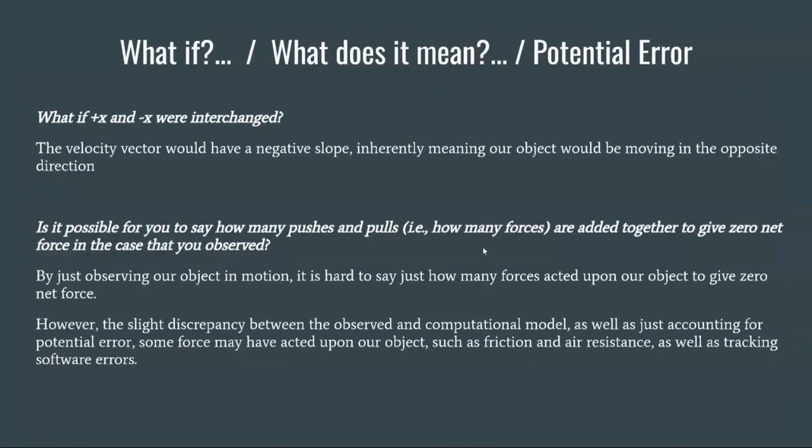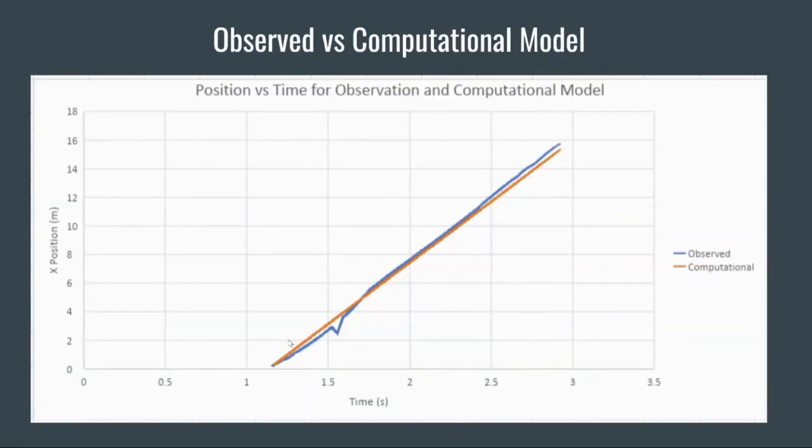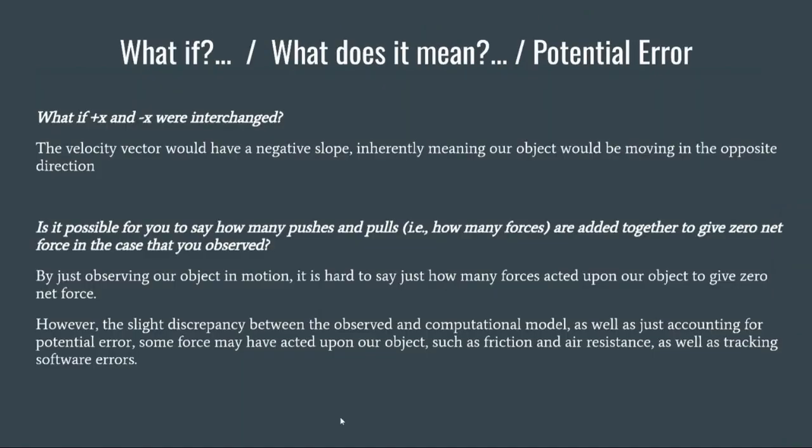What if our positive x's and negative x's were interchanged? To answer that, it's pretty simple: we would just have a negative slope for our velocity, meaning our object would be moving in the opposite direction. A good way to look at this is if we flipped this over the x-axis. It's a good way to look at it.